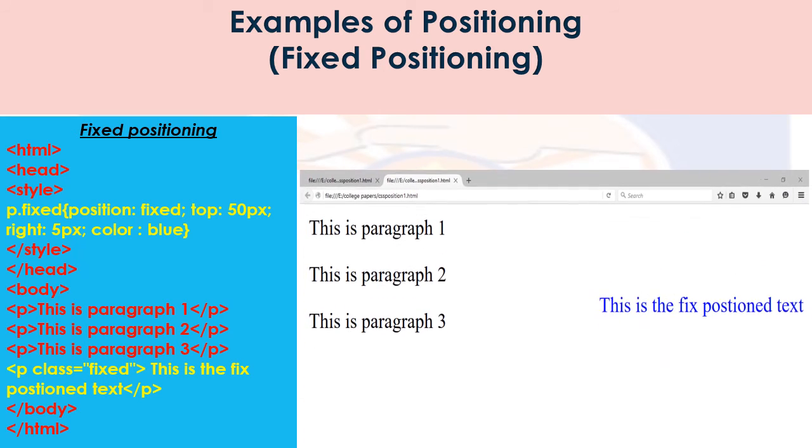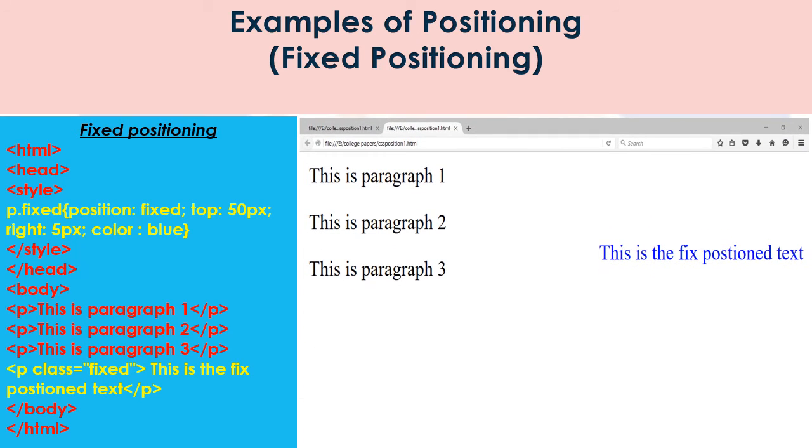When you see the output on the right hand side, you can see where the paragraph tags had been used. It is placed normally on the screen, but on the right hand side you can see the blue line. That particular element is fixed on the browser, on the screen. This is the fixed position text. Here you can see we had used the CSS with the class fixed. That is why this particular element will be placed as it is on the screen.